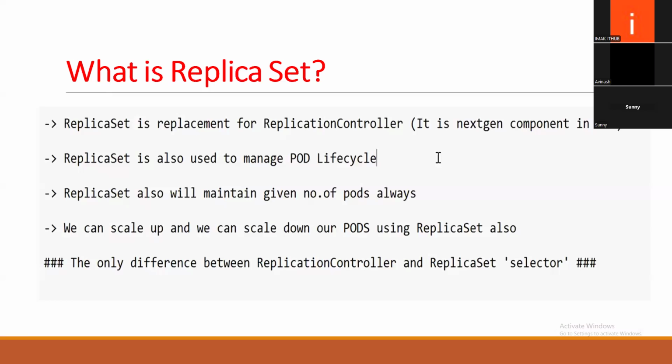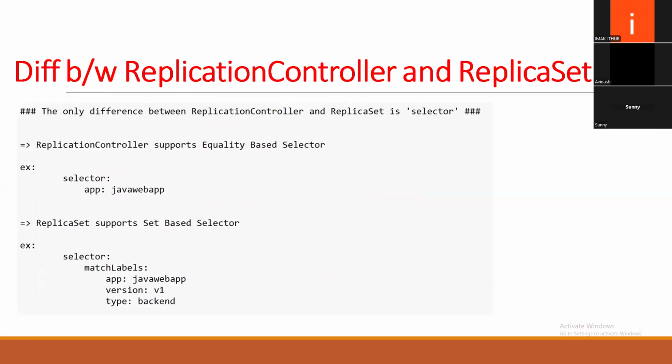The only difference between replication controller and replica set is the selector. So what is the difference between replication controller and replica set? It's the selector. The replication controller supports an equality based selector, and the replica set supports a set based selector.